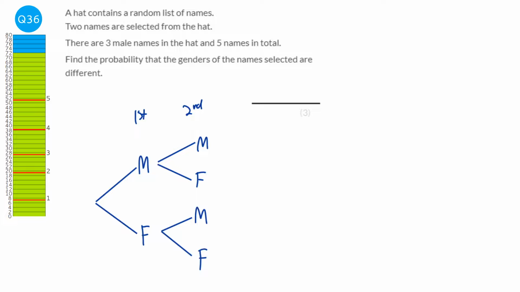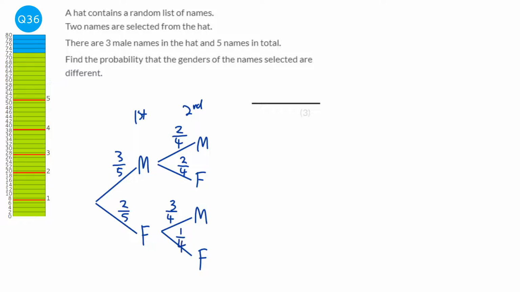And looking at the questions, there are 3 male names in the hat and 5 names in total. So the fractions for the first one will be 3 over 5. If there's 3 male names, there'll be 2 females. Now, if we've picked a male name already, there'll be 2 left and 4 left in total. If we haven't picked a female, there's still 2 females, but there's 4 left in total. If we picked a female, there'd still be 3 males and only 4 left in total, but there'd only be 1 female name left and 4 left in total.